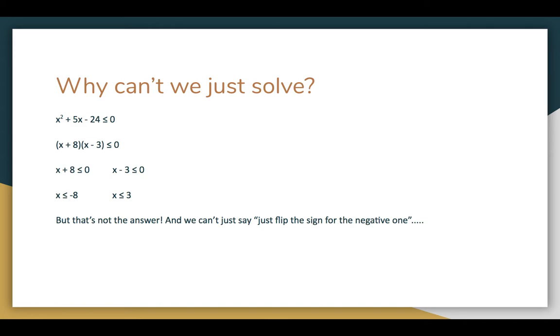I would have factored. We'll go back to that first easier one. I would have factored, I would have gotten the two answers, and I would have gotten x less than or equal to -8, x less than or equal to 3, but that's not what the answer was. It was x greater than or equal to -8 and x less than or equal to 3. So you might say, oh, that's fine. All we'll do is, if we get a negative answer, it just means flip the symbol.